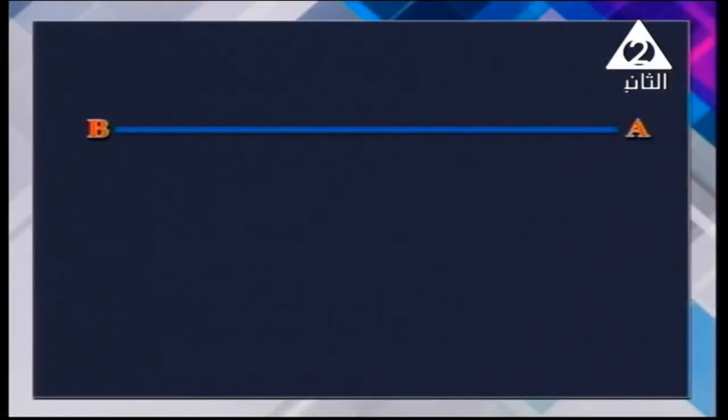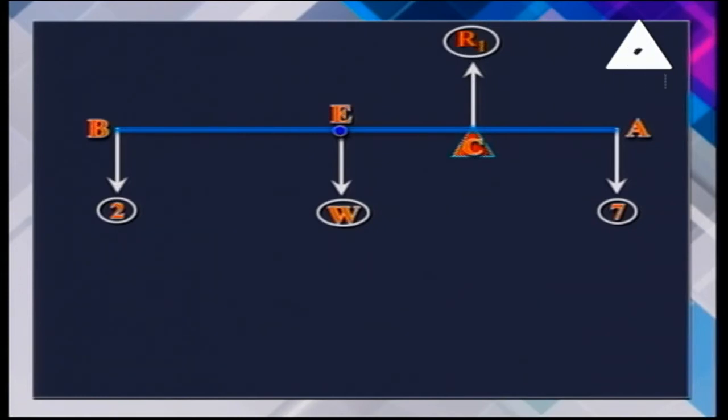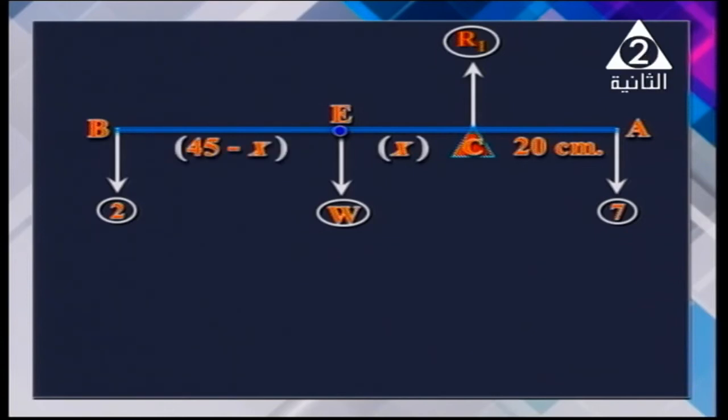My dear student, we have rod AB. Look at weight 7 at A, support at C, weight W at E, weight of 2 Newton at B. AC is 20 centimeter. Let EC equal X. Then BE is 45 minus X.